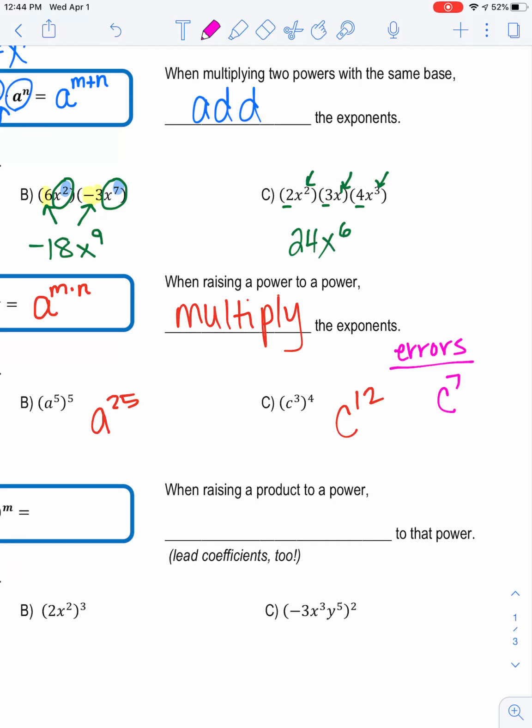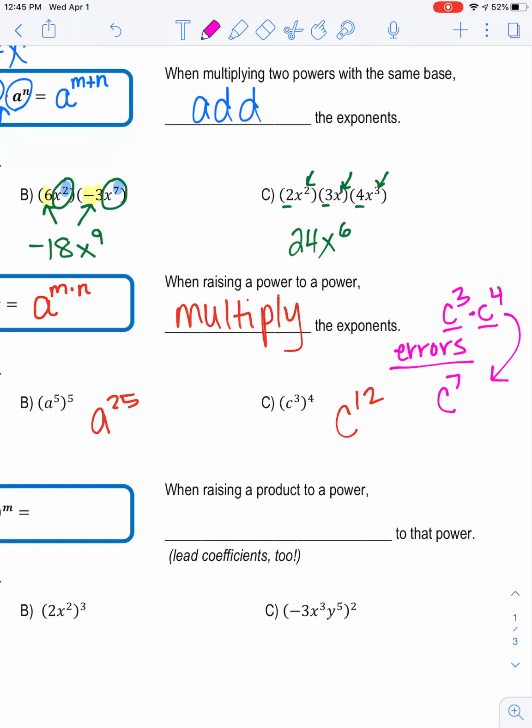All right, hopefully you had a minute to think about it. So if they got c to the 7th, it looks like they added instead of multiplying. So remember, you're adding if it was c to the 3rd times c to the 4th, with two bases, both c, and then you would add the 3 and the 4. This is different. We're taking c to the 3rd raised to the 4th.